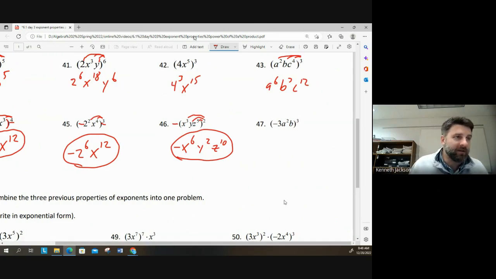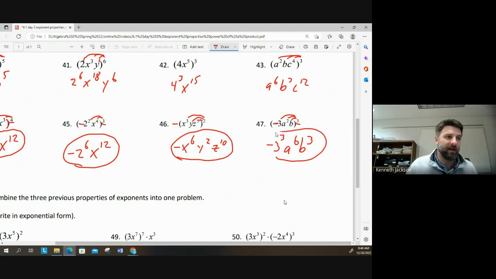On number 47, again, I multiply my exponents. 3 to the 3rd, a to the 6th, b to the 3rd. I take this exponent on the outside. I multiply my exponents on the inside. I have 3 negative signs, which makes my answer negative 3 to the 3rd, a to the 6th, b to the 3rd.